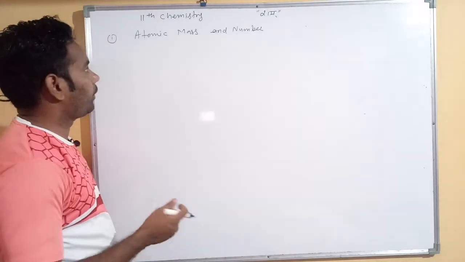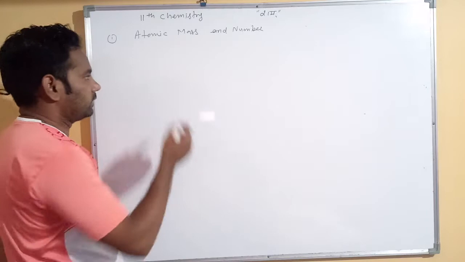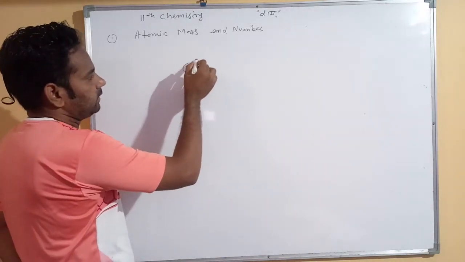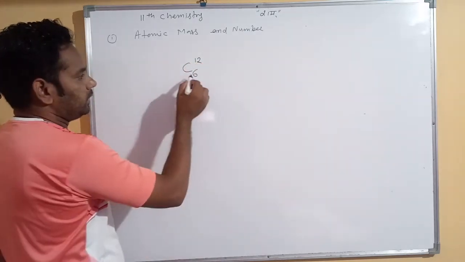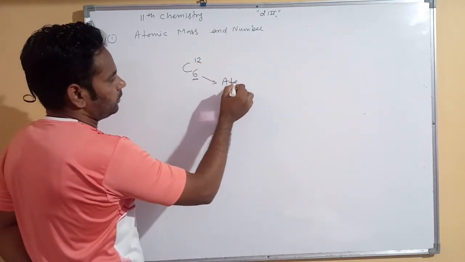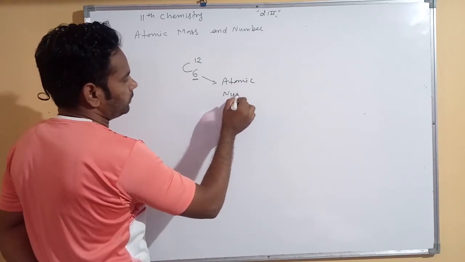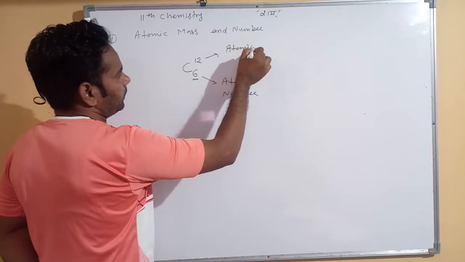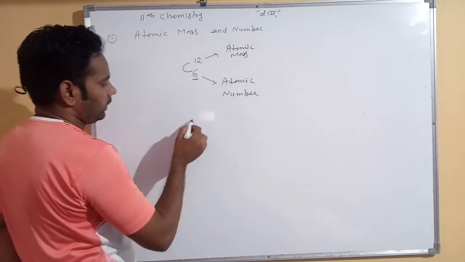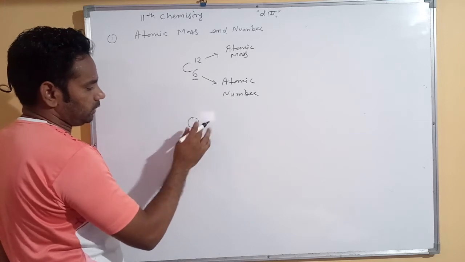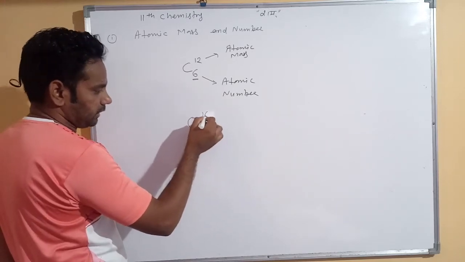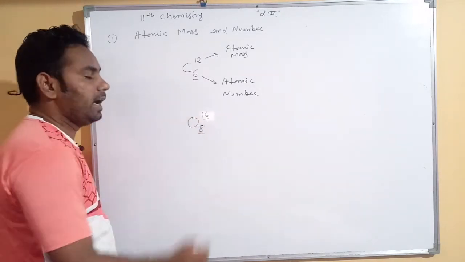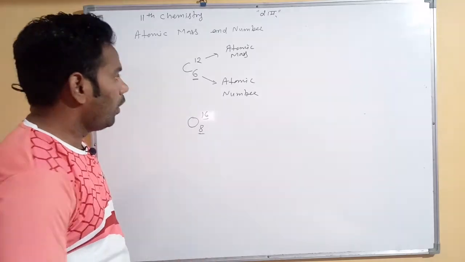First we understand the atomic number and atomic mass. For an element symbol like C and 12, this number is called the atomic number and this number is called the atomic mass. Suppose here 8 and 16: 8 is the atomic number of oxygen and 16 is the atomic mass of oxygen.